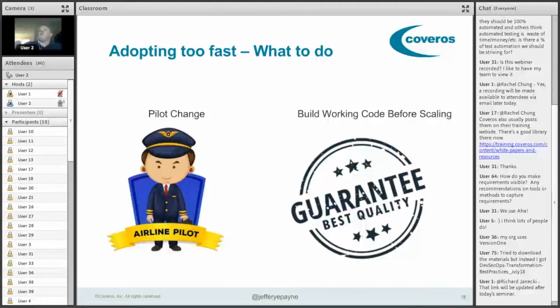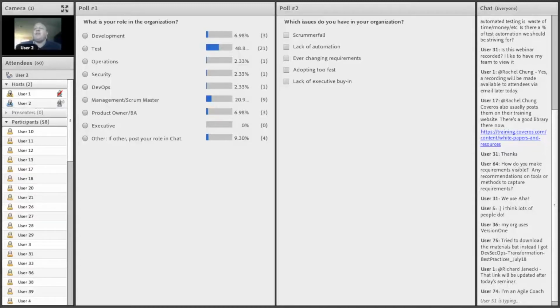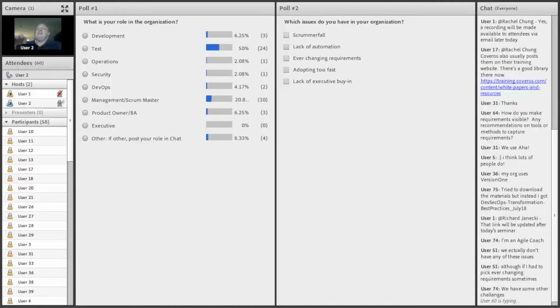I want to switch over and do one poll before we take questions. So which issues do you have in your organization? Pick any and all that you have. I'm curious which one of these resonated with folks and you feel like challenges that you have. A couple people said they don't have these challenges, which is awesome. Good for you. Share. Share, right? You're doing some things right. You're doing a lot of things right, and that's awesome.